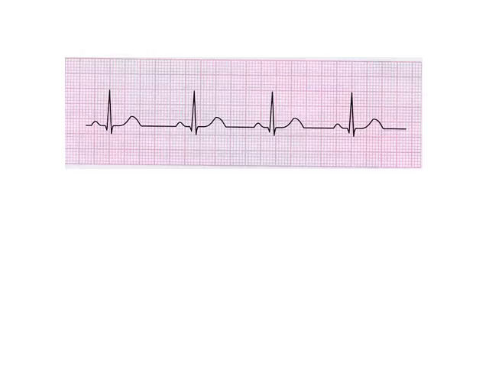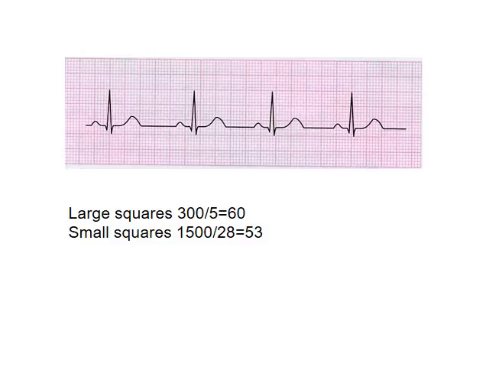Hopefully you managed both techniques. The large square technique was around 5 squares, or slightly over, so calculating a rate of 60 beats per minute. The small square calculation, I counted 28 squares, so this works out at a rate of 53 beats per minute. This is a good example of why you need to be careful when counting using these two techniques, as they can give different results. Which one would you use? Well, I would always choose the small square measurement over the large square measurement due to the improved accuracy of this technique.